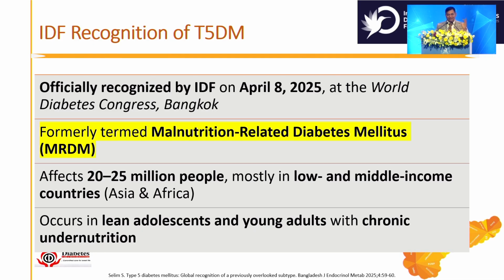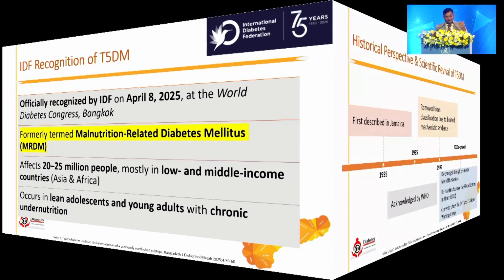So officially recognized by IDF now, April 8, 2025, at the World Congress in Bangkok, and earlier it was called malnutrition related diabetes. Around 20 to 25 million people, mostly in low and middle income groups in Asia and Africa. They are lean, they are adolescents or young adults, and they have chronic undernutrition. That's a hypothesis again.